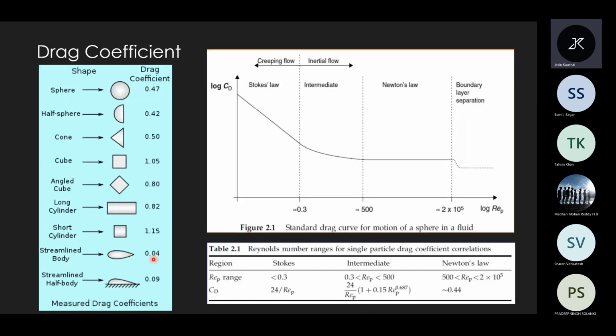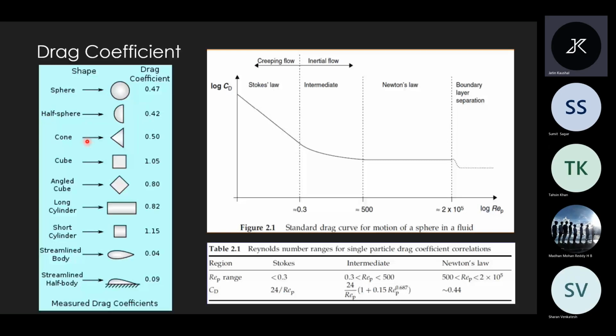And here we have given drag coefficient values for simple geometries. For a sphere, it is 0.47. For a half sphere, it is 0.42. And for a cone, it is 0.50. A point to be noted here is that all these drag coefficients are for zero angle of attack.